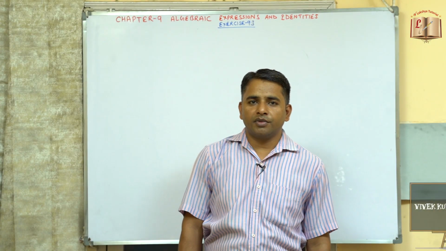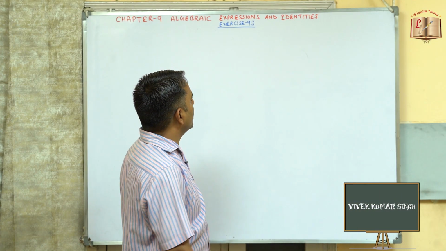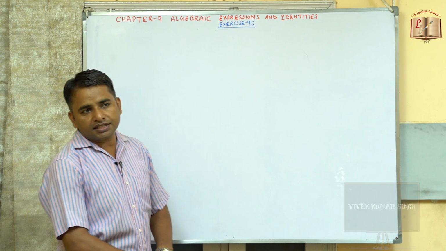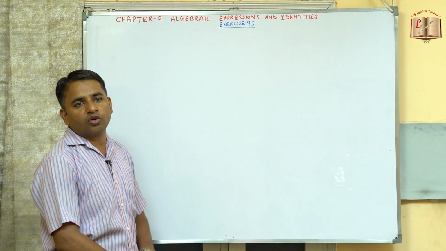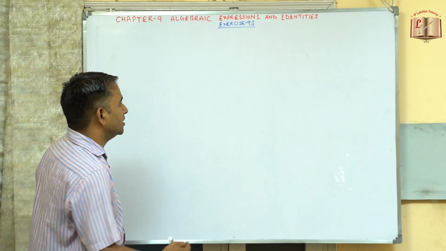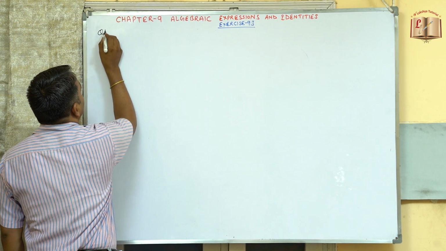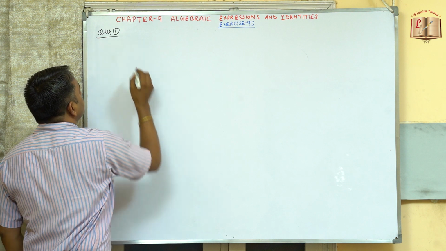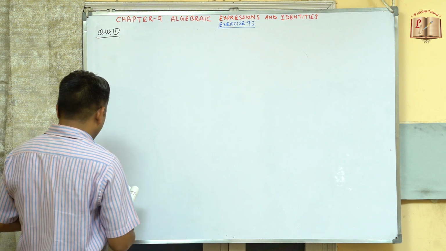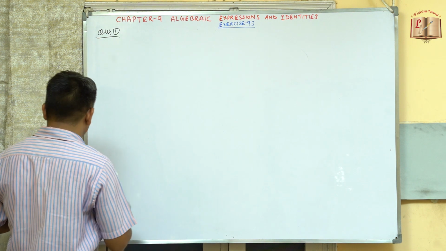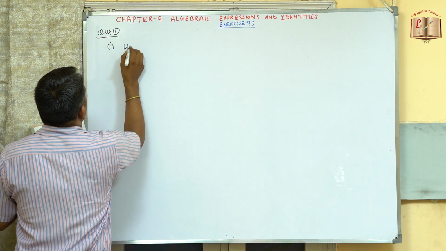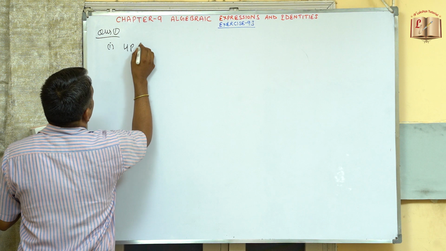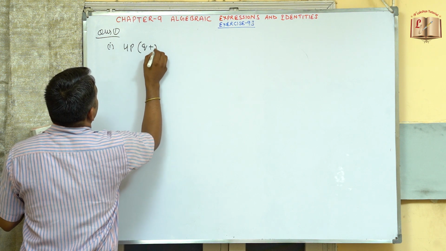Hello students, welcome back. Now we will take our exercise 9.3, and in this exercise we will study the multiplication, or the product, of a monomial and a binomial. Coming to question number 1: carry out the multiplication of the expression in each of the following. In the first one, this is 4p into (q plus r).